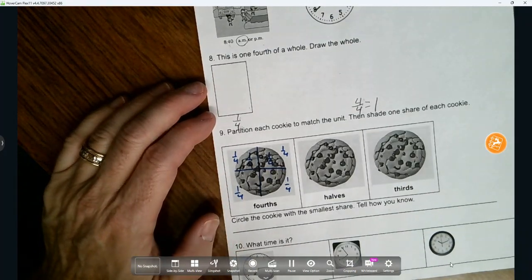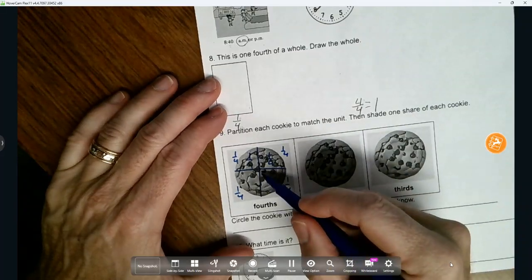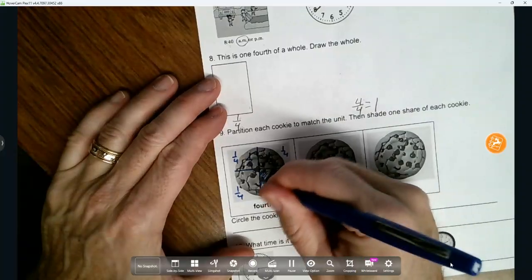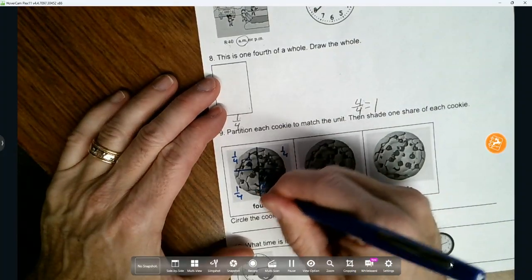I'm still thinking about cookies. All right. It says then shade in 1 share of each cookie. So 1 share would be 1 piece. And you can shade this in nicer than me. I'm just doing it real quick because I'm trying to get this video done for you guys.